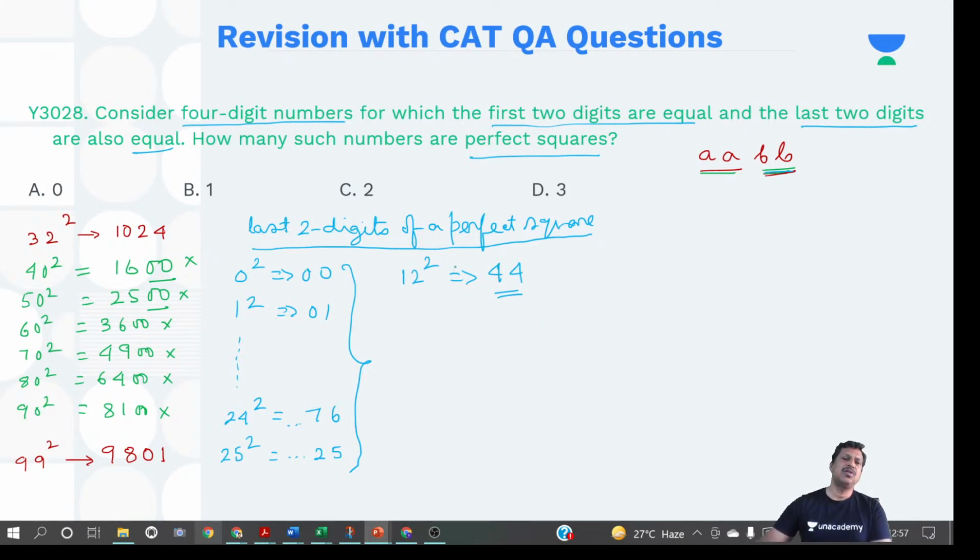So anyway, what you need to know is 12 square, last two digits 44. So in that case, there will be a deviation of 12.